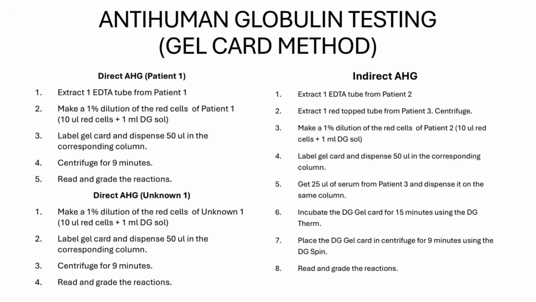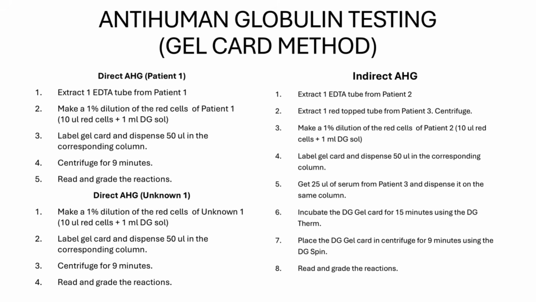So this is the procedure that you will be performing or following. This will be flashed by using a projector in your lab rooms. This will serve as your guide, especially for your gel card method, your anti-human globulin testing, AHG testing, using the gel card technology. You will be performing both direct AHG and indirect AHG. You will actually have three patients: patient one for your direct AHG, patient two for indirect, and patient three for the serum.